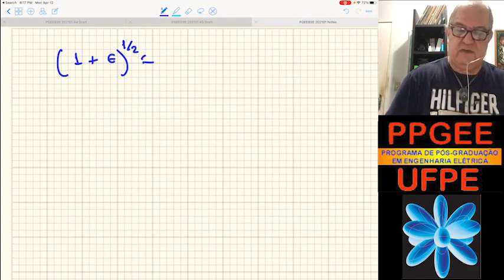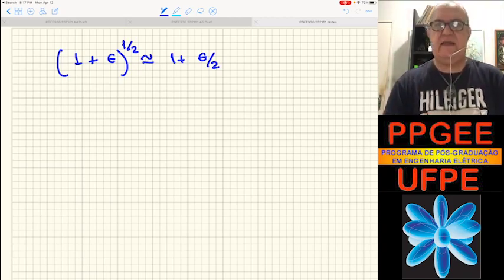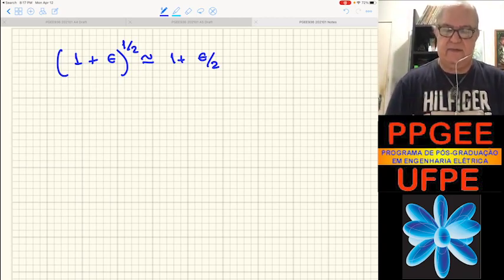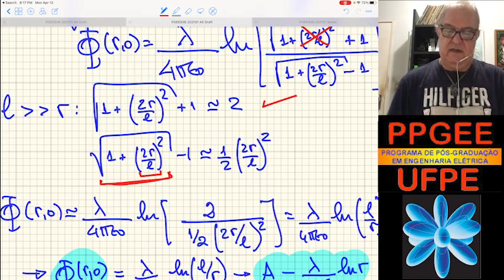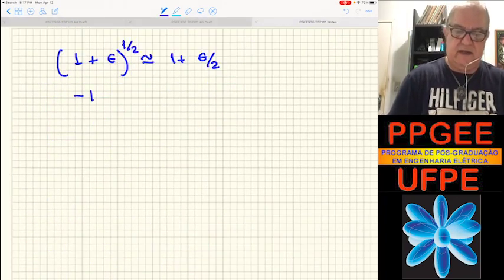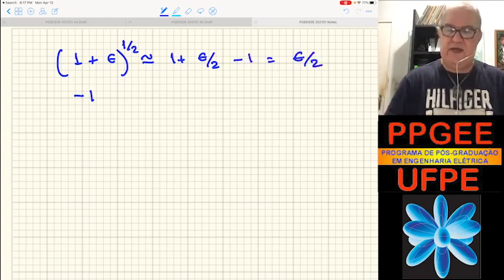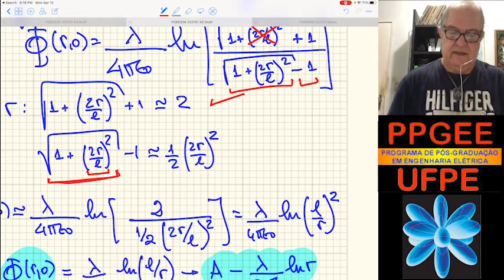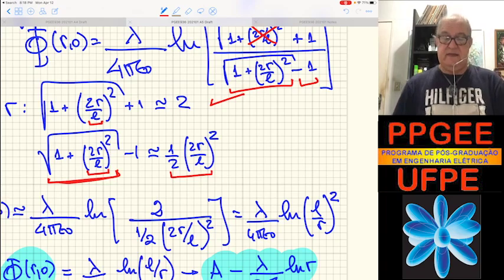So this to first order is 1 plus epsilon over 2, right? The first derivative is 1/2 times the function at epsilon equals 0. It's going to give that approximation. So that's why, when you do this minus 1, this is going to be equal to epsilon over 2. Epsilon is that ratio 2r over L, right? So you're going to have that result.